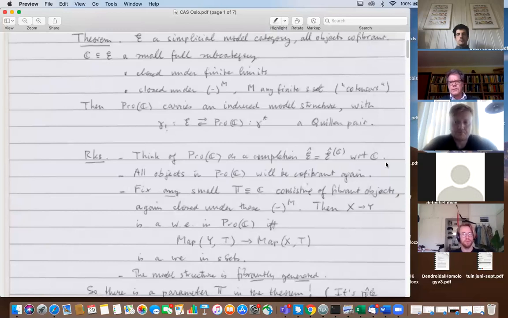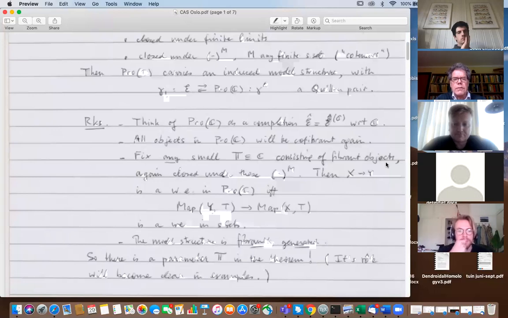Now, I don't know how it is for you, but I'm much more used to cofibrantly generated model categories, with which I more or less grew up. And the same is perhaps true for my collaborator, Thomas. So it's sometimes a bit tricky to work with these fibrantly generated model categories. Okay, so here is the remark about T that I already made.